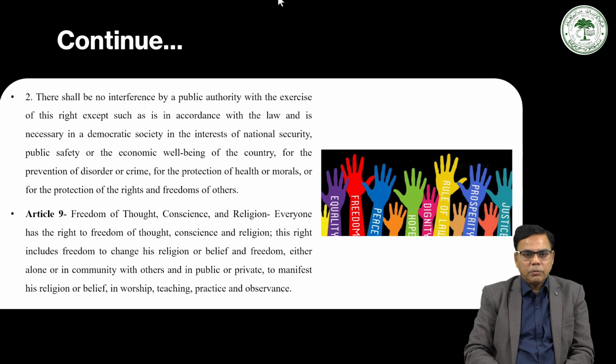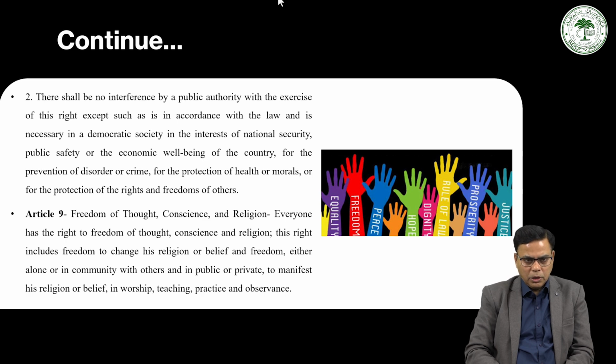There shall be no interference by a public authority with the exercise of this right, except such as in accordance with the law and is necessary in a democratic society in the interest of national security, public safety, or the economic well-being of the country, for the prevention of disorder or crime, for the protection of health or morals, or for the protection of the rights and freedoms of others. These are the exceptions under which you see that the right to privacy can be curtailed, or compromised, because again national security is being invoked.